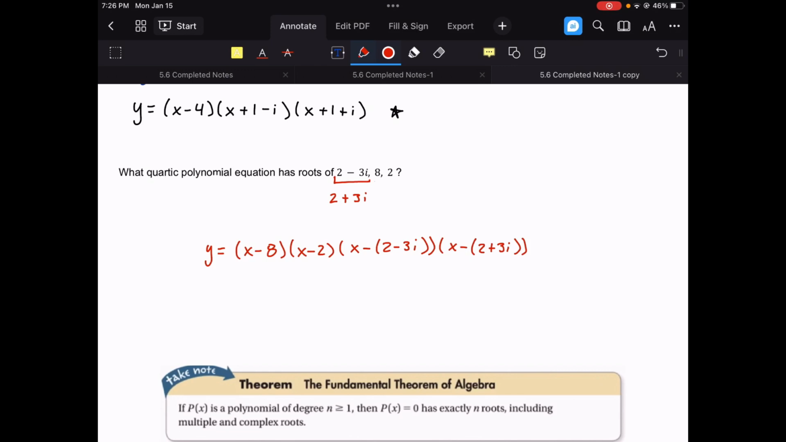And like I said, if we wanted to, we could multiply all of this out and FOIL it, but for now, I'm okay with leaving it like this.